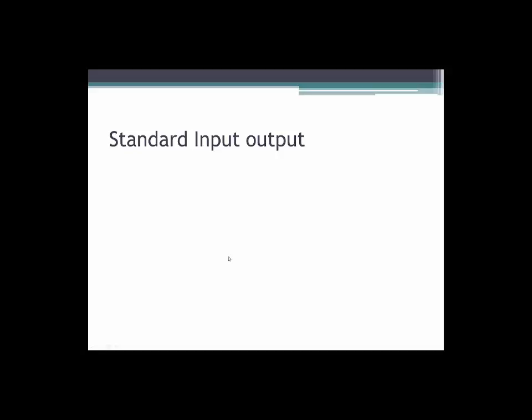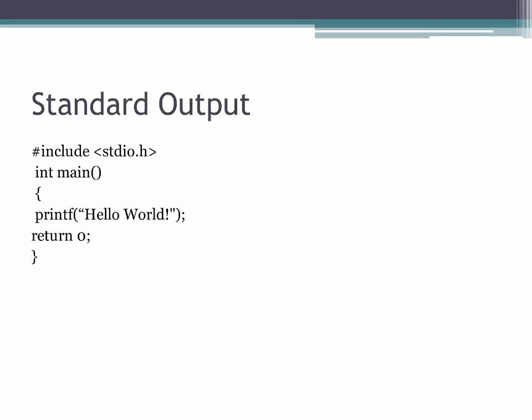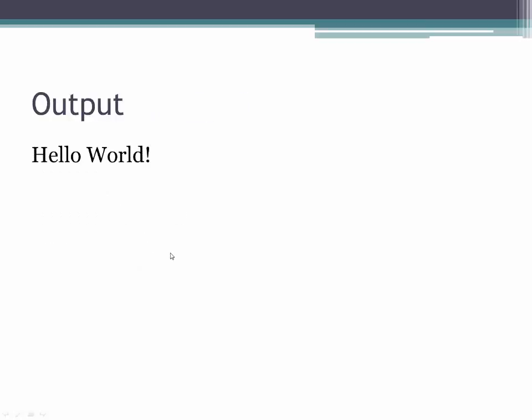Next, we are going to talk about standard input and output. There are two main functions in C for input and output, which are printf as output and scanf as input. Remember that printf can only be used under the stdio.h header. For output, now we use printf to show hello world on the screen, so we can see what the result is on the screen.